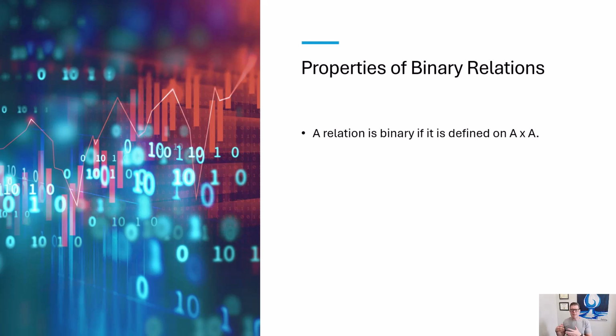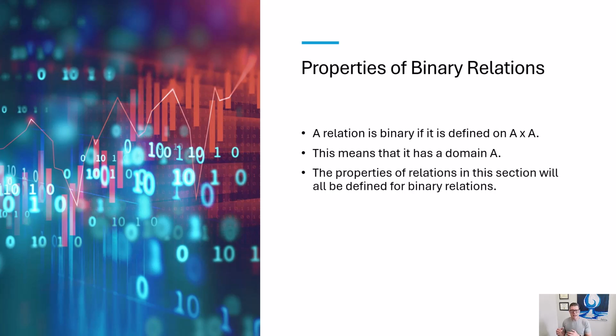A relation is binary if it's defined on A cross A. What that means is that essentially our input and output spaces are the same. This means that it has a domain of A. The properties of these relations in this section are only defined for binary relations, so we don't utilize these definitions, symmetric, reflexive, and transitive, for anything other than binary relations.